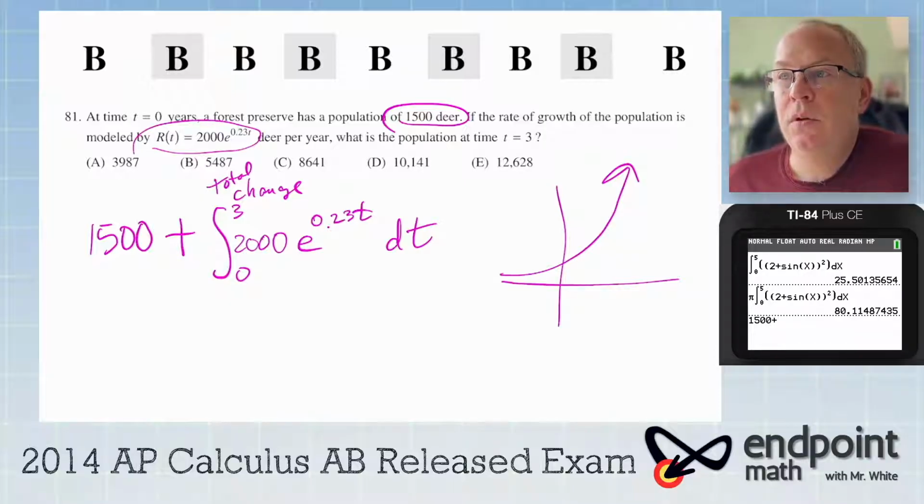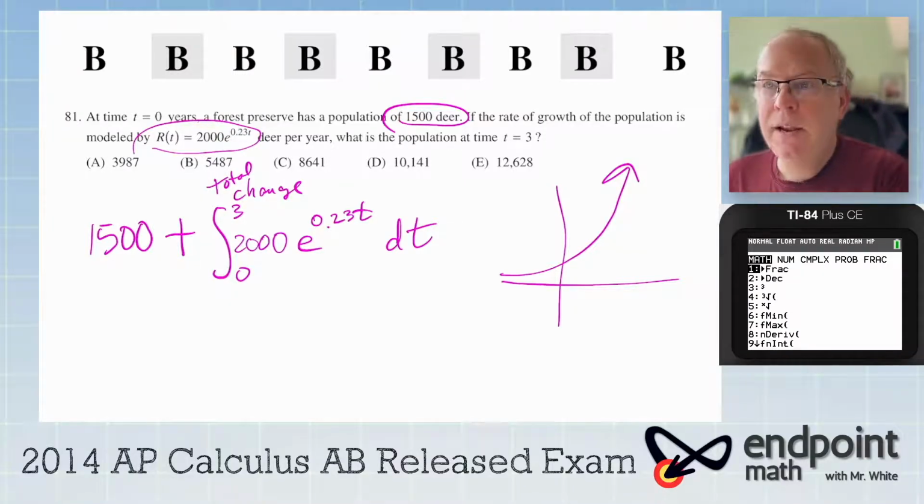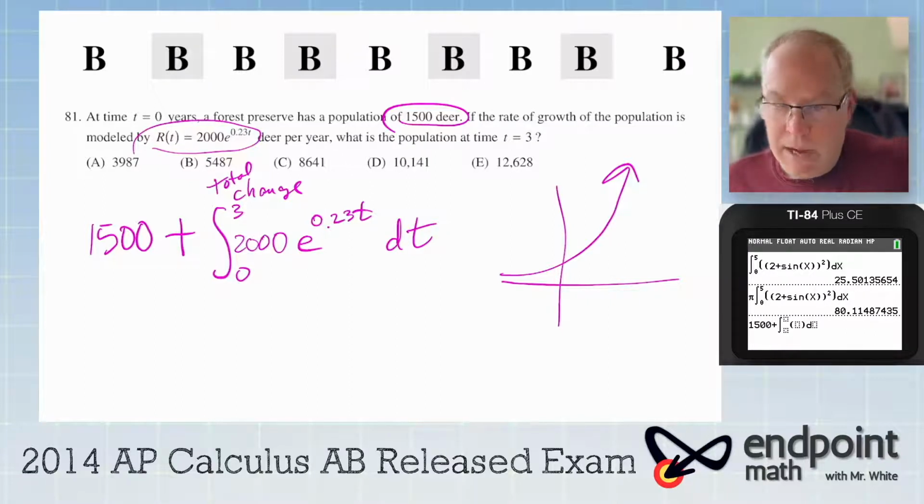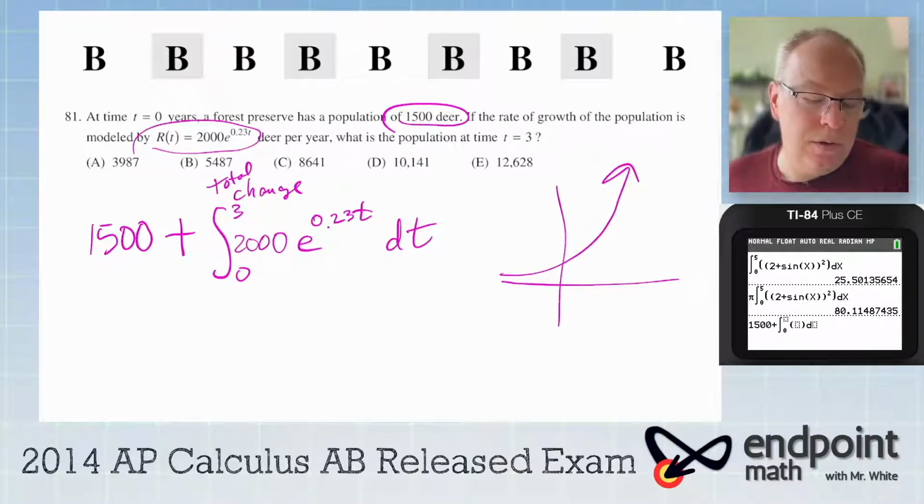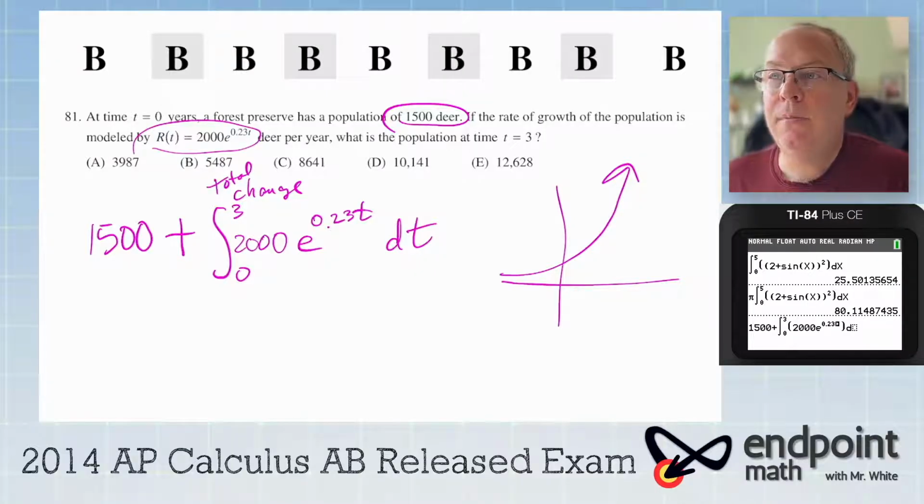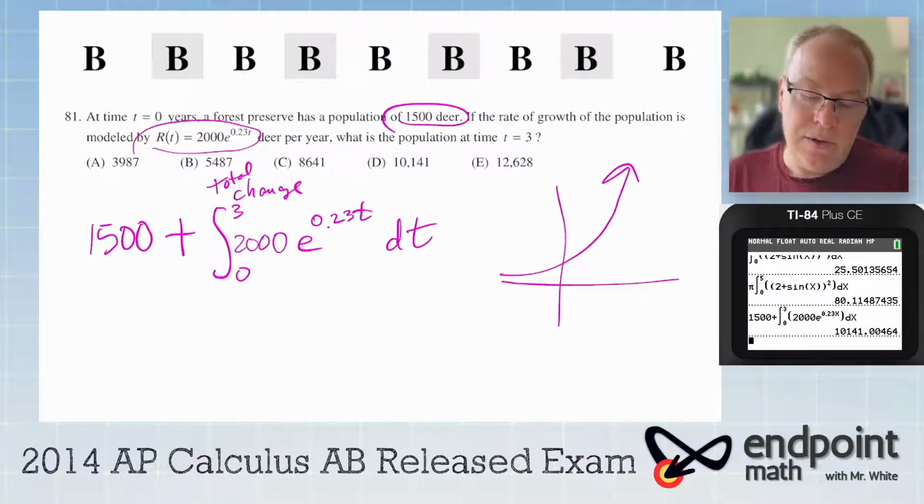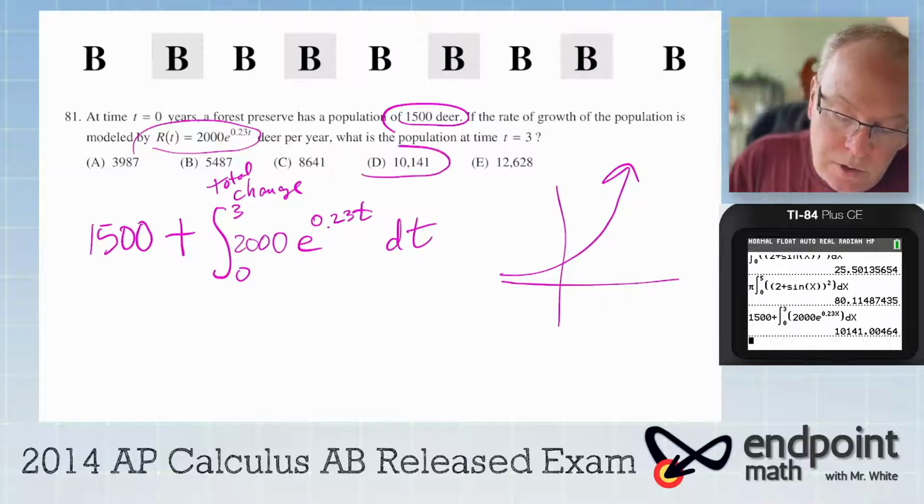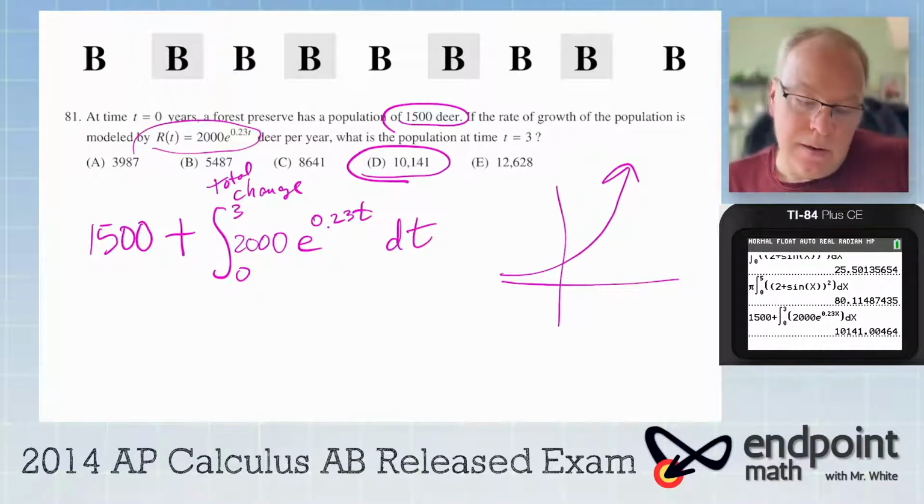And we're going to do math. Finite integration is number 9 there. Our lower bound is 0. Our upper bound is 3. We're not going to forget that 2,000. We've got e to the 0.23. And we put our variable up there in the exponent. And this is a dx problem. So I think I've got that all typed in. And the answer is 10,141. And I'm checking the key. That is correct. All right, good for us.